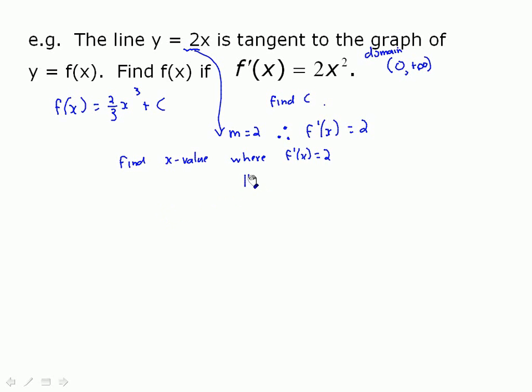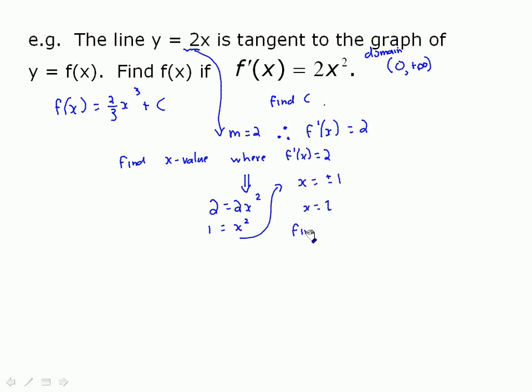So now all we got to do is set the derivative to 2 and solve for x. So x squared is equal to 1. Then I'll take this up and over. X is equal to plus or minus 1. But of course we just want x equal positive 1 in the domain. Now we have the x coordinate for these initial conditions.